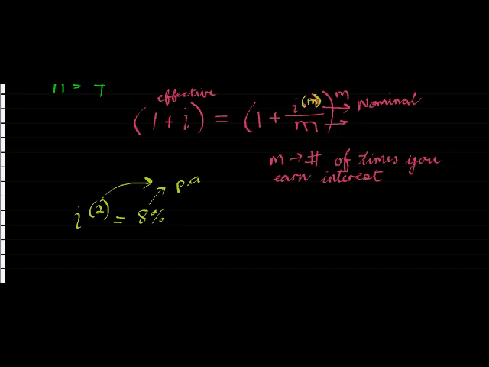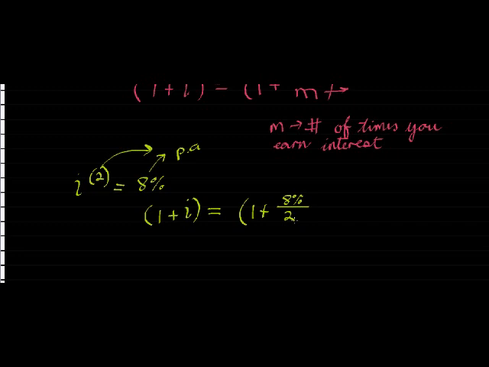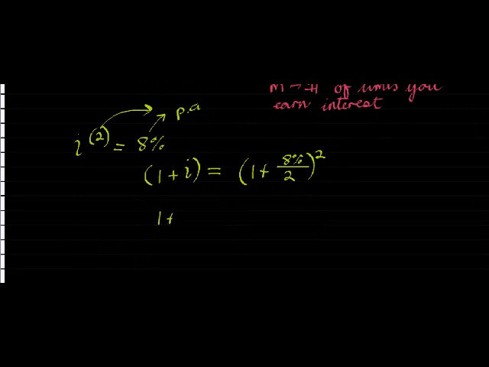So let's use that in our calculation. 1 plus I is equal to 1 plus the nominal interest rate compounded twice a year, 8%, divided by 2, to the exponent of 2. Now I calculate this: 1 plus I is equal to 1 plus 4% squared, which gives me 1.0816, and now if I just solve I get 0.0816. Very simple, very quick.